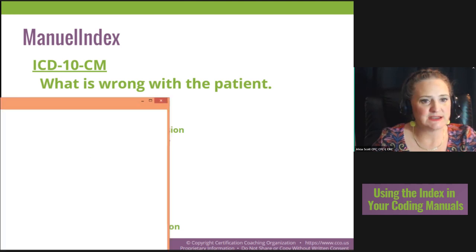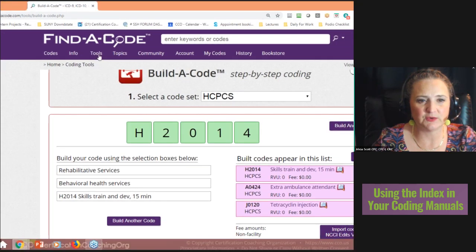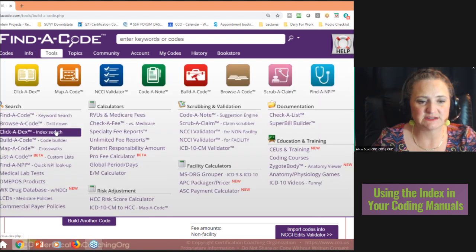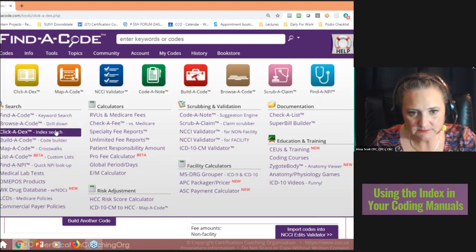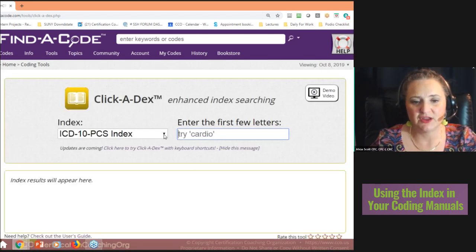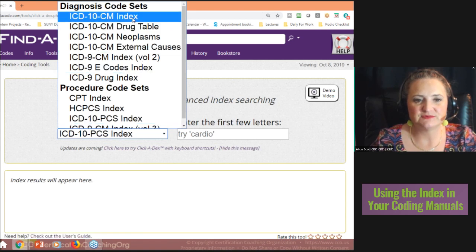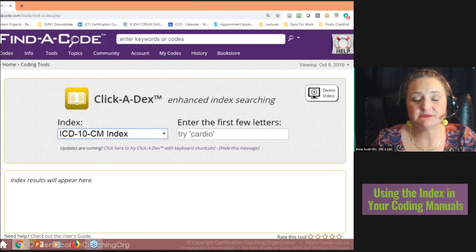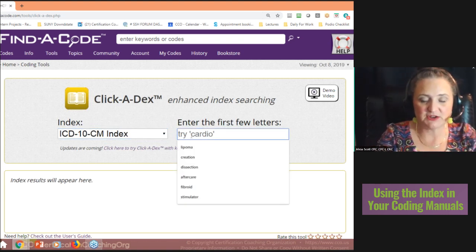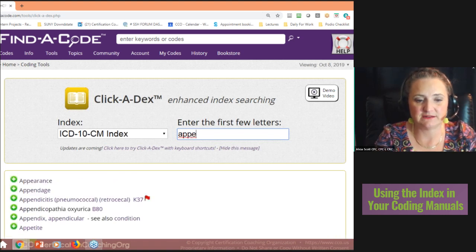So I actually have my index. Let's see if this is how we use the find a code. It has tools, which is kind of like an index. So here's the index search. If you're using an encoder, of course you can't do that when you're testing, but when you're learning you can. So this is going to have the exact same content that's in the index of the ICD manual. So I'm just going to put in appendicitis, I don't even have to spell it right.